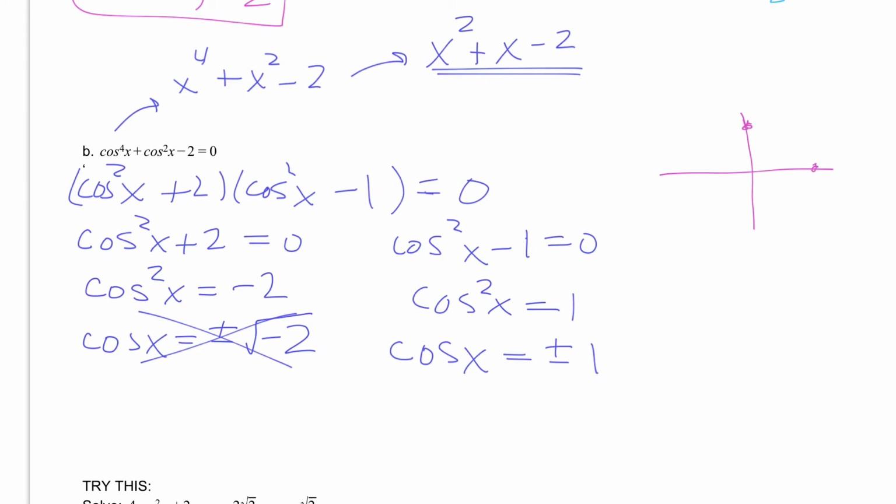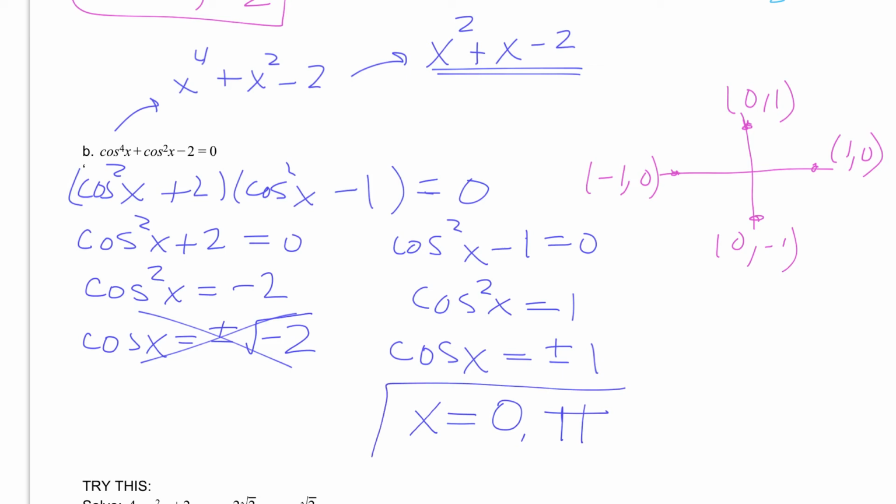So if we think about those 4 points again, this is our point 1, 0. Here's 0, 1, negative 1, 0, and 0, negative 1. And I want the cosine to be plus or minus. Don't forget when you take that square root to add that plus or minus in. So positive 1 would happen over here at 0, and negative 1 is happening over here at pi. So I could say my answer for x is equal to 0 and pi. Remember, I'm not adding anything onto it, as I just want to work between 0 and 2 pi.